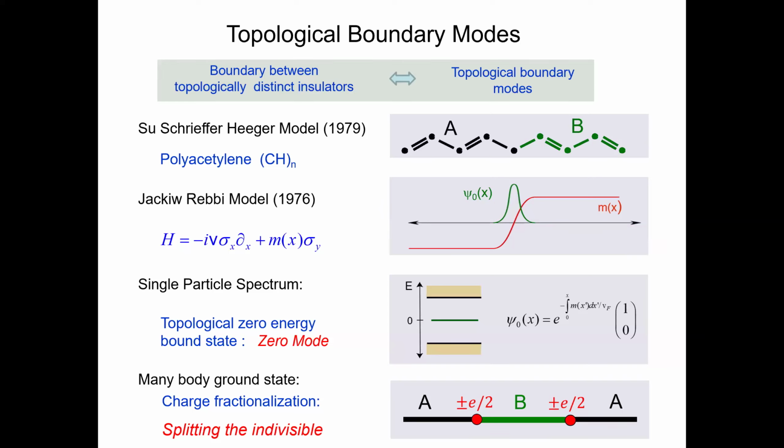Now, of course, real polyacetylene has lots of electrons. There isn't just one electron. The way you think about that is that you construct the many particle ground state by filling all of the negative energy states with electrons, occupying them. So the many body ground state has all of these states occupied with electrons, and the states in the conduction band are not occupied. But then there's a choice as to whether or not the zero mode is occupied or not.